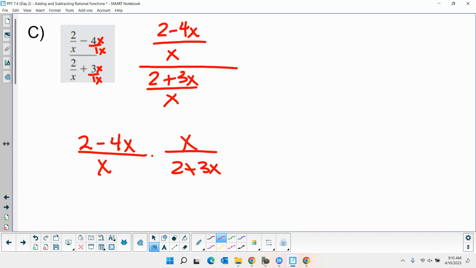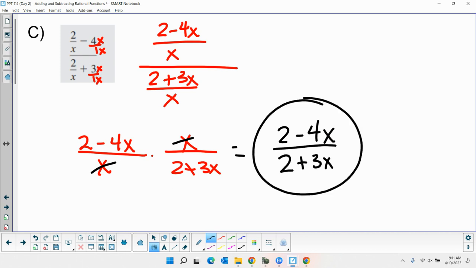I could factor a 2 out and get 1 minus 2x, but I can't factor a 2 out of here, so I'm not going to worry about that. Only thing I can cancel is this and this. So 2 minus 4x over 2 plus 3x. Okay, so that's everything.